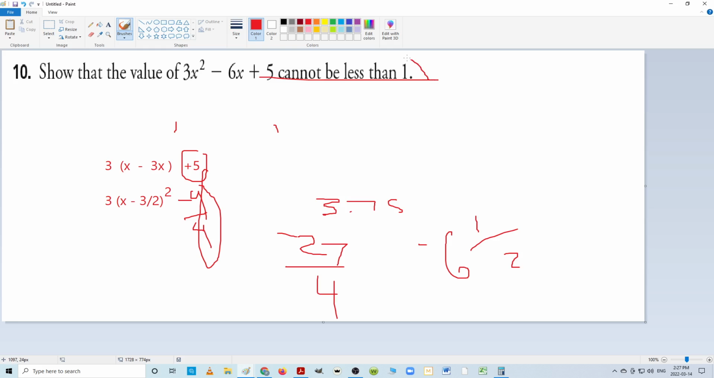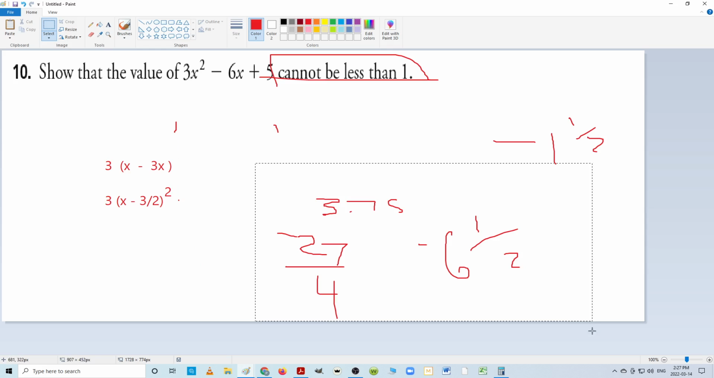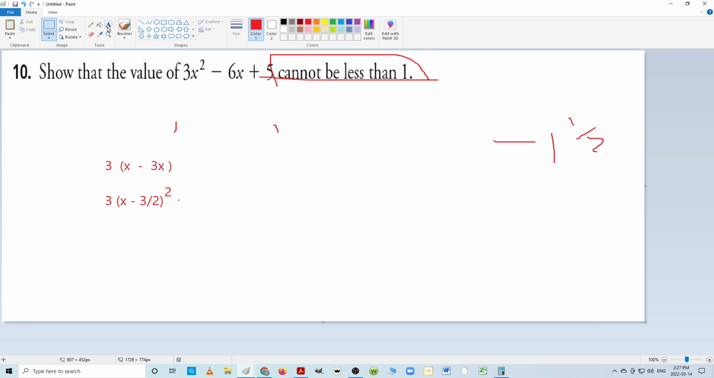So it can be less than 1. And when I add 5 to it, it's minus 1.5, which leads me to believe that the vertex is going to be this.